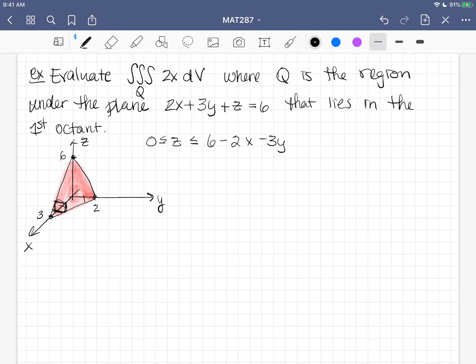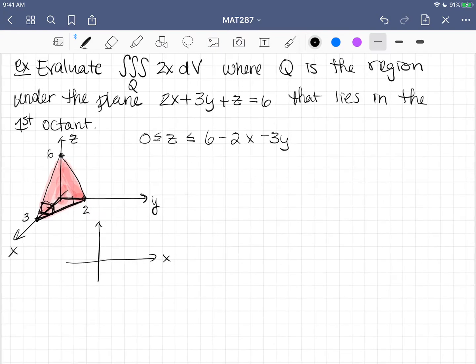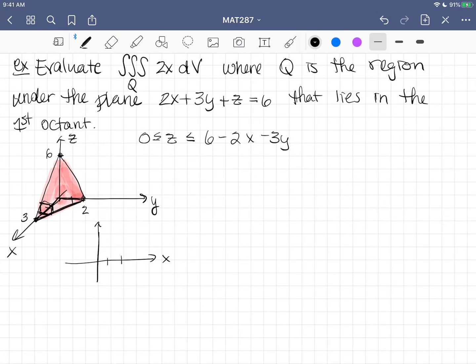Now we want to focus down here in the xy plane to look at the bounds on x and y. I'm going to resketch that below. It hit the x-axis at 3 and the y-axis at 2, so we're looking at that shaded region. This is the same setup as we had with the double integrals. I can take a vertically simple region, or I can treat it as a horizontally simple region. I'd like to do vertically simple.